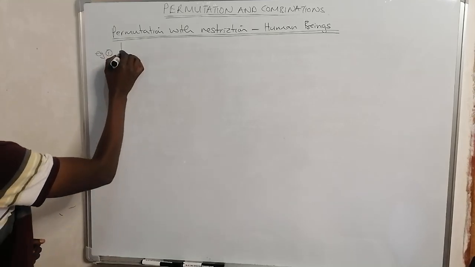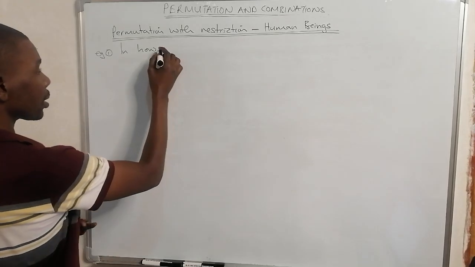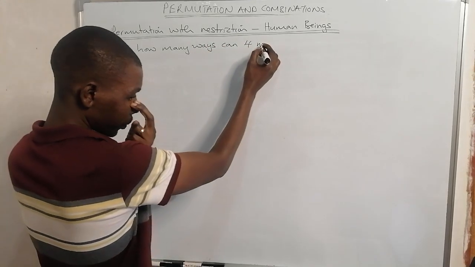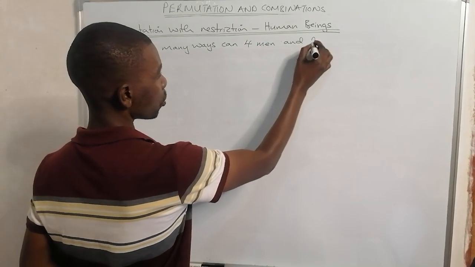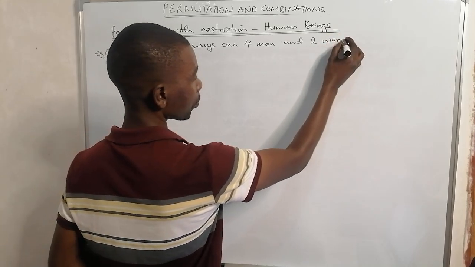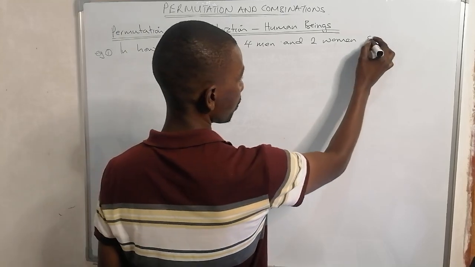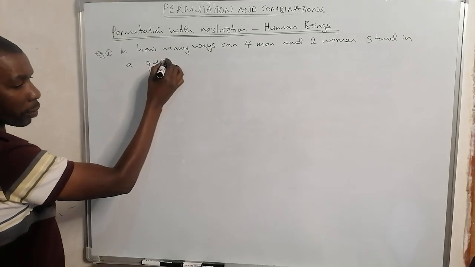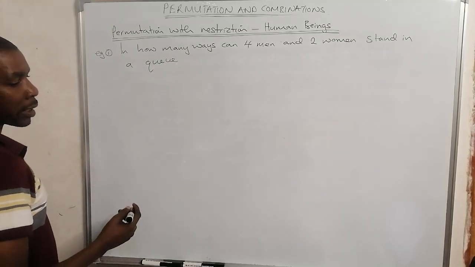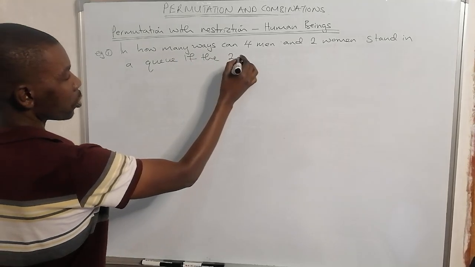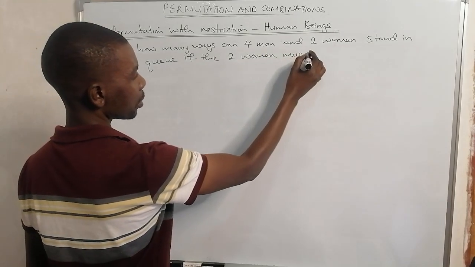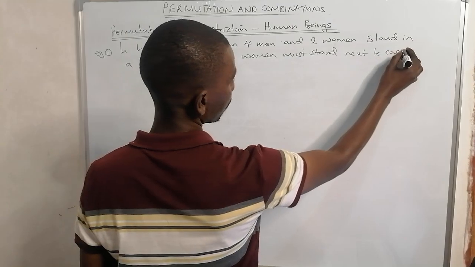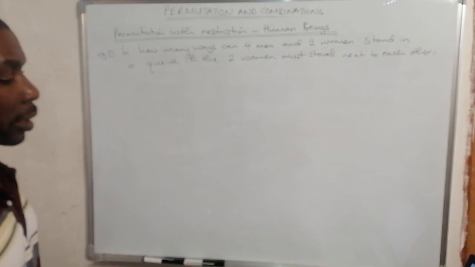In how many ways can 4 men and 2 women stand in a queue if the 2 women must stand next to each other? That was a typical Cambridge exam question.